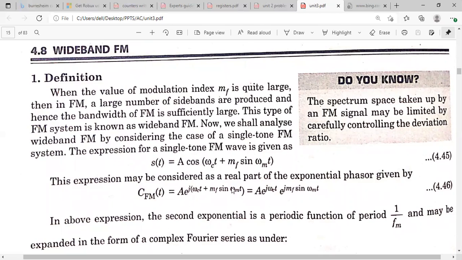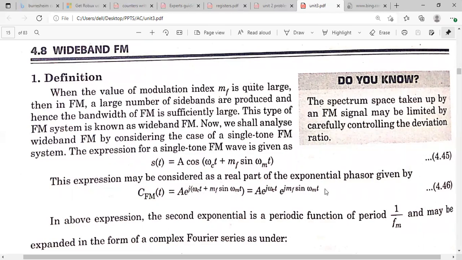In this expression, you are going to consider the real part. So you have to represent it as such. Real part means you can write e power j, and the same term you have to write, omega ct plus mf into sine omega mt. And we are going to split this exponential term into two parts: A into e power j omega ct into e power j mf sine omega mt.